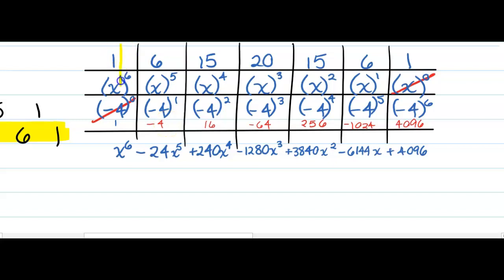So as I went down this column, 1 times x to the 6th times 1 is x to the 6th. 6 times x to the 5th times -4. Well, I'm doing 6 times -4 to get -24 x to the 5th. 15 times 16 is 240 x to the 4th, and so on. 20 times -64 times x cubed. So even though we're going down the column, I'm actually taking the first number and the last number and multiplying them to get my coefficient, and then I'm putting the variable with it. And it goes all the way across the table.